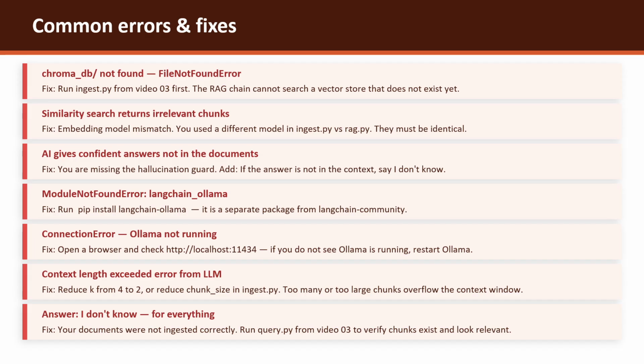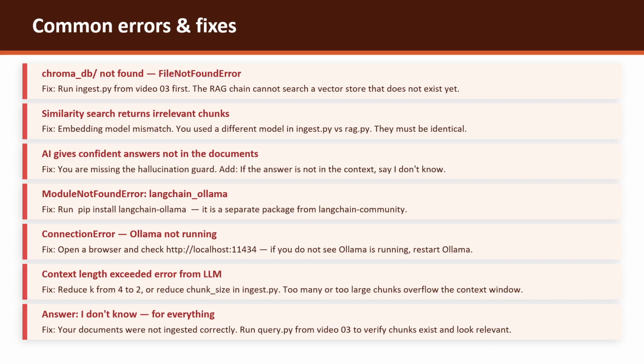Let's see the common errors. If you see a file not found error for chroma_db, you have not run ingest.py yet. Run it first. If similarity search returns irrelevant results, you have a mismatched embedding model between ingest and RAG. They must use the exact same model. If the AI gives confident answers about things not in your documents, the hallucination guard is missing from your prompt. If you get a module not found error for langchain_ollama, install it separately with pip install langchain-ollama.